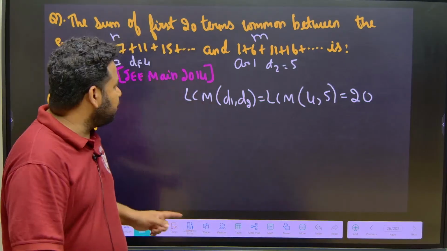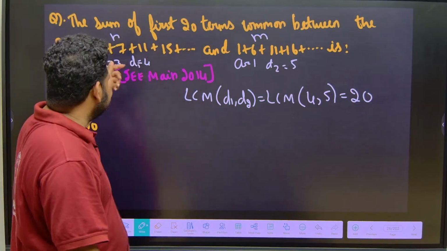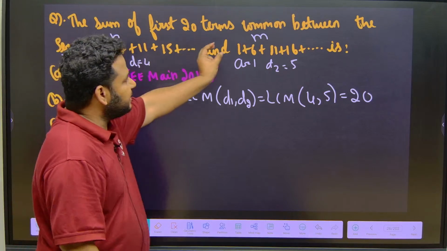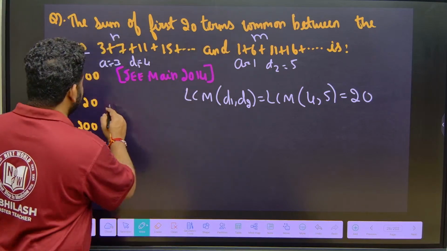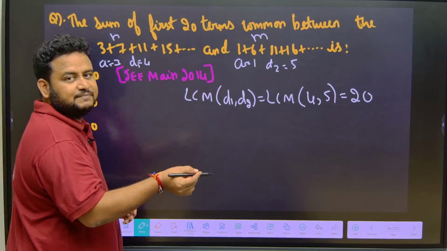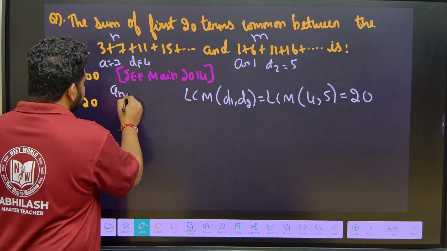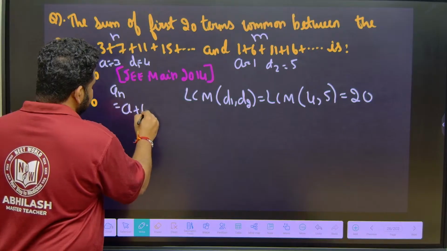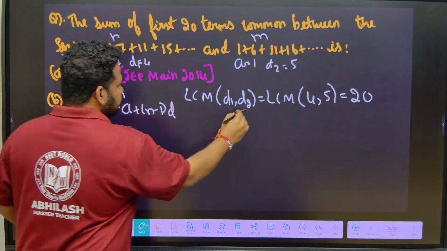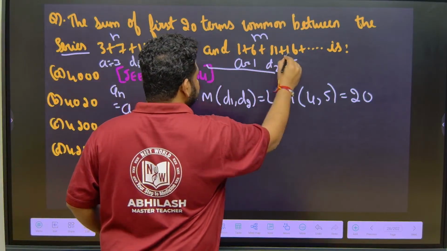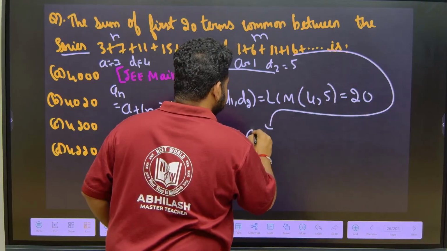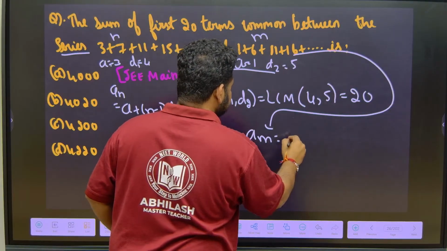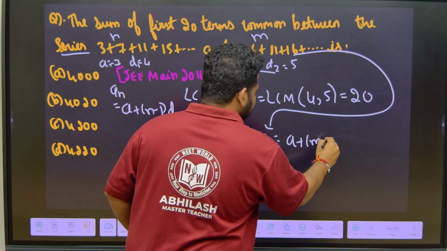Okay, for this question, what you can do? Find the nth term, that is, you have to find an for this, and am for this. So to find an, what is the formula that we have? An is a plus n minus 1 into d. If I talk about this AP, am is equal to a plus m minus 1 into d.